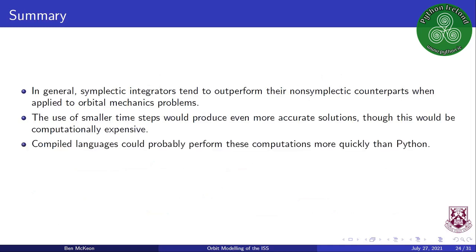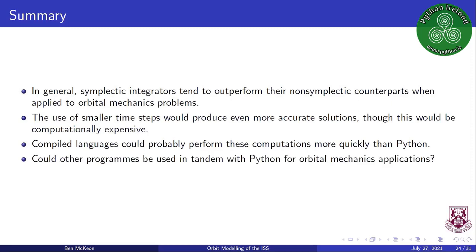And I know this is a Python Ireland group, so there might be a bit of shock here, but compiled languages, maybe C or even Julia, might perform these computations more quickly than Python. However, another question you could ask is, could other programs be used with Python rather than having to completely scrap Python to try and solve these problems? And the answer is yes.